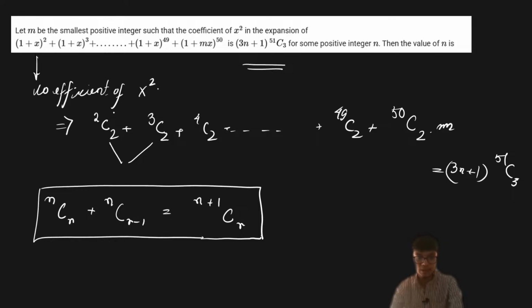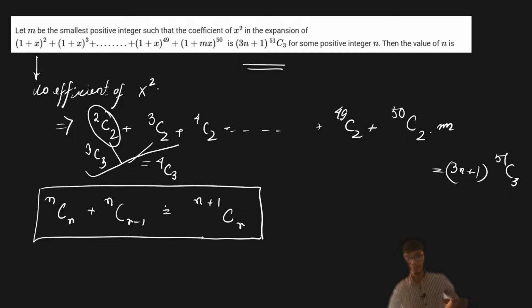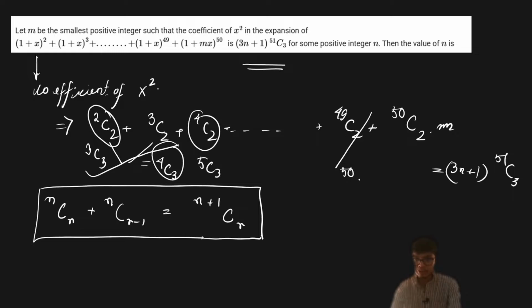So I can write this 2C2 as 3C3. In this case, it is like nCr plus nC(r minus 1). So this first two-term summation is going to be equal to 4C3, right? Now similarly, 4C3 plus 4C2 is again going to be equal to 5C3. And similarly, as it goes on till the end, the summation will be equal to 50C3. So the summation is going to be equal to 51C3.